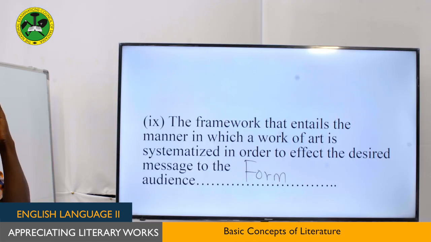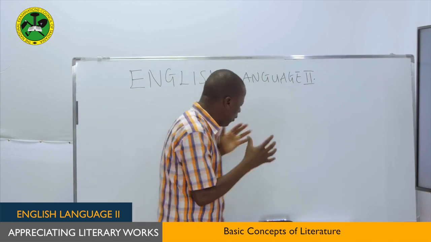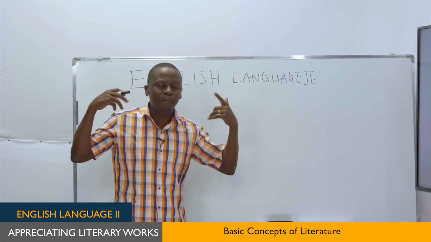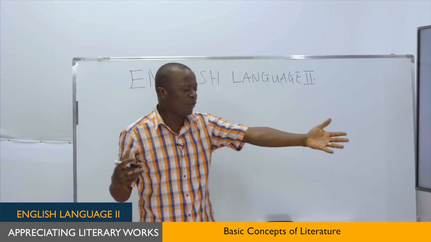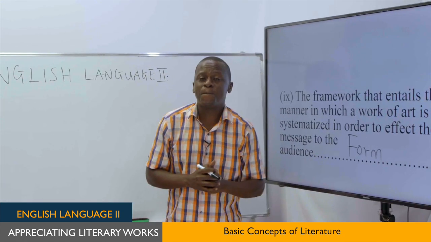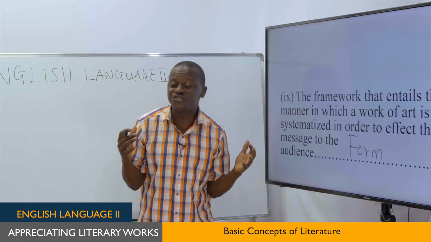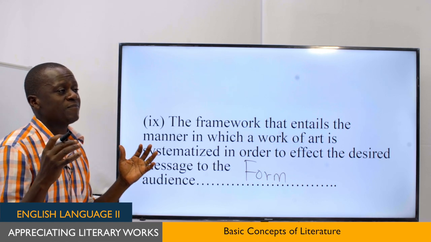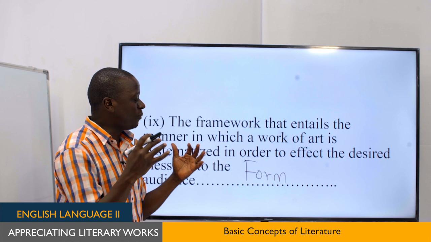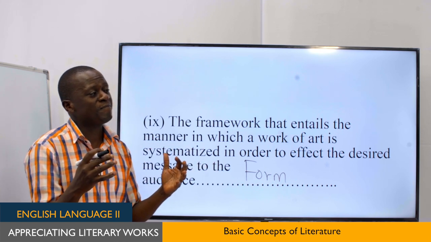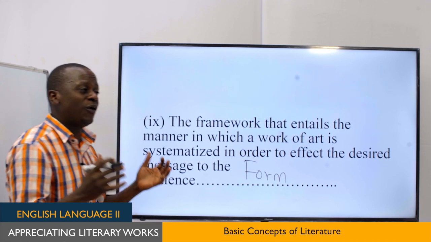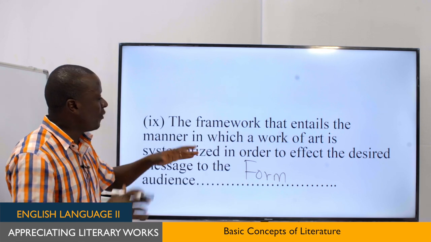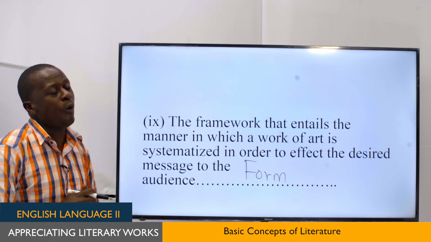You may start to think of the title, which title fits my work. Now, when you start searching for the best title, you are talking about the form. When you think about the language you use, you think about the form. When you think about the characters, you think about the form. When you think about plot, the arrangement of events, you are thinking about the form. Again, when you think about the setting, you're also dealing with the form. It's all about the framework. It's all about the superstructure of your work.